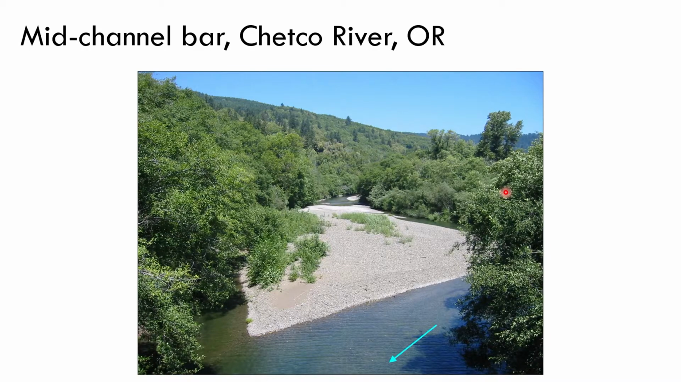Okay, here's an example of a mid-channel bar. This is a mid-channel gravel bar on the Chetco River in southern Oregon. You can see the river's flowing towards you, and we get what we call a split flow, or split channel flow, around this mid-channel island. The water is going around the right side here and the left side over here, creating this big patch of gravel in the middle of the channel.